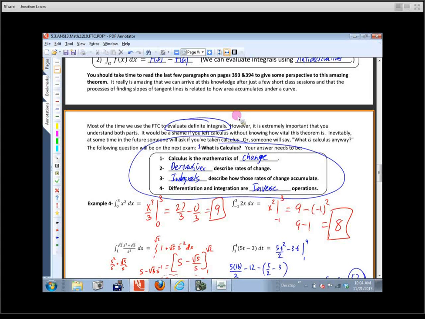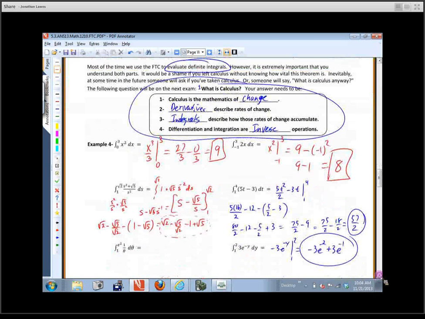So to gain an appreciation for how powerful and how cool this tool is, you really do have to go through that slicing and summing process in order to appreciate that. I'll draw your attention to this again. This will be a question on the test. Please know the answers to this. Those four things right there are the answers to the question, what is calculus?